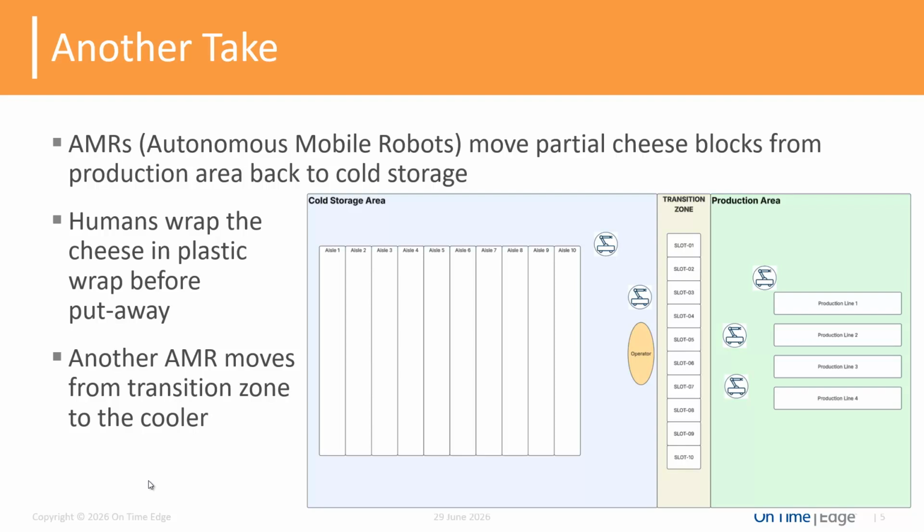So in our example, we're going to have a robot or an AMR that's going to move that unfinished consumption material back into a transition zone into one of those slots. An operator is going to be notified that it has arrived there. The operator will then wrap that material up in some plastic. When the operator gets it wrapped up in plastic, they'll generate a new job that will have another robot take it from that slot and then figure out where to put it away into the cold storage area.